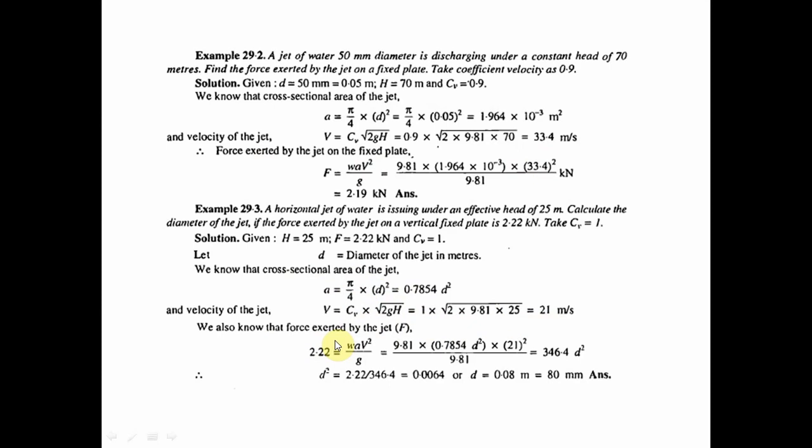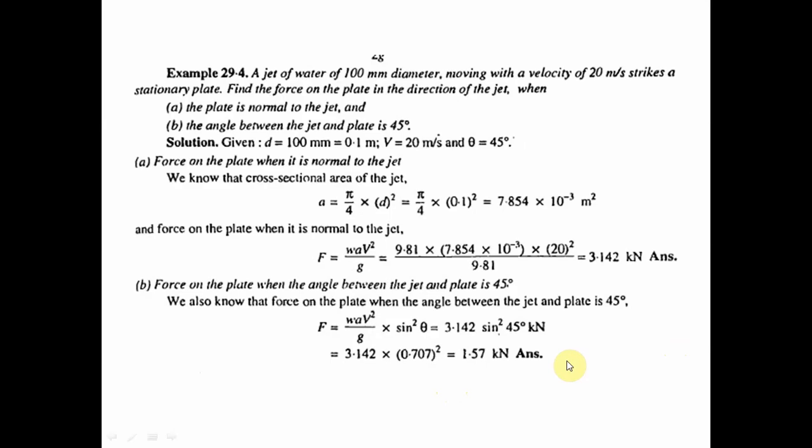We also know that force exerted by jet is F is equal to W into A into V square upon g, that is 9.81 into area 0.7854 into d square into velocity 21 square divided by 9.81, that is acceleration due to gravity. So that comes to about 349.4 into d square. Therefore d square is equal to 2.22 divided by 346.4, that is equal to 0.0064, or d equal to 0.08 meters, that is equal to 80 mm.